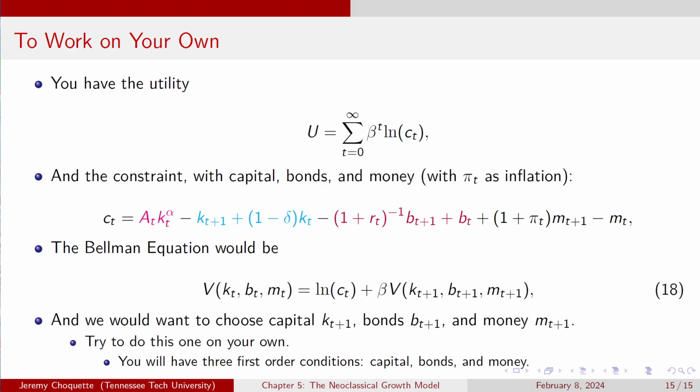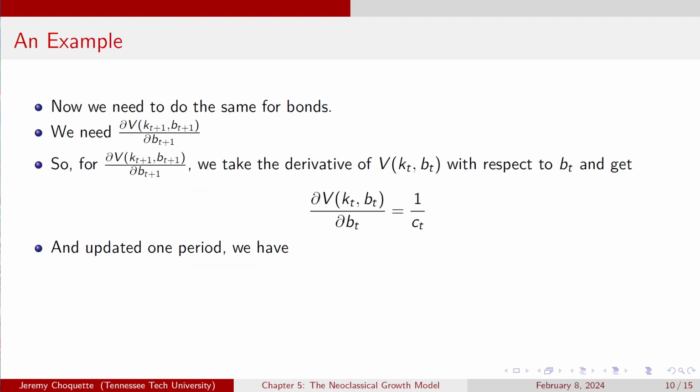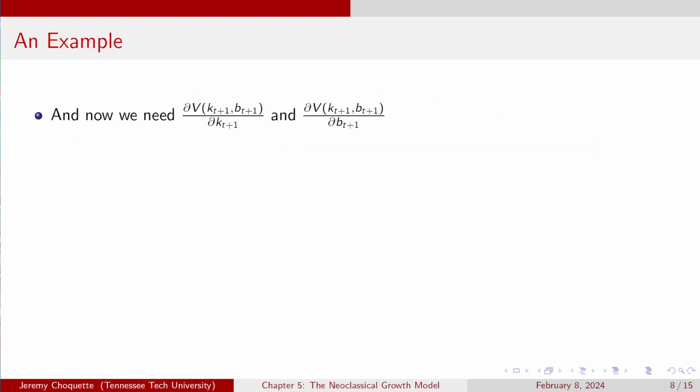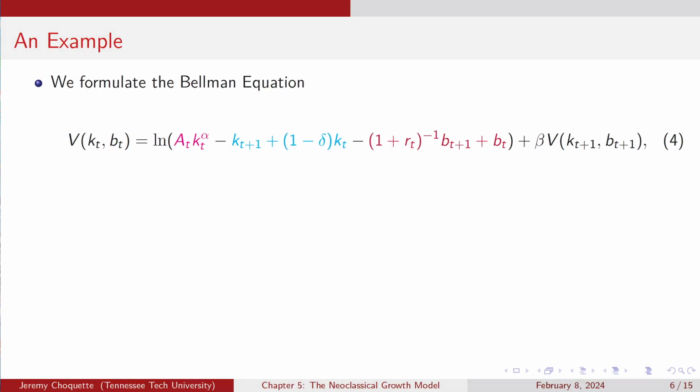Now, in case you don't know where to get started, let me give you a hint. Equation 18 isn't that different from, where are we here, Equation 4, except it's got the flow of money in there as well. And remember, the flow of money is additively separable. It's a linear constraint still, even with money. You've got capital, bonds, and money in here. Equation 4, you just have capital and bonds, right?